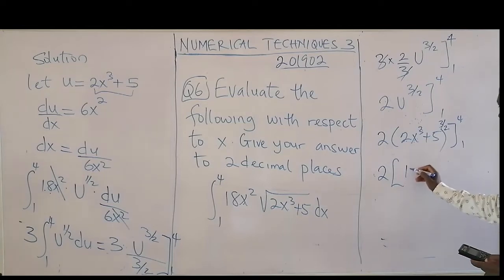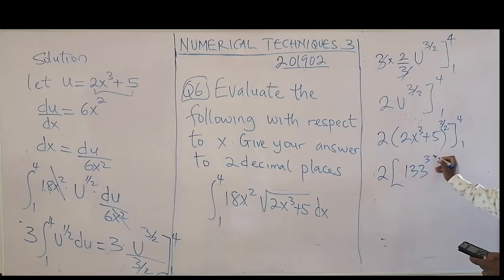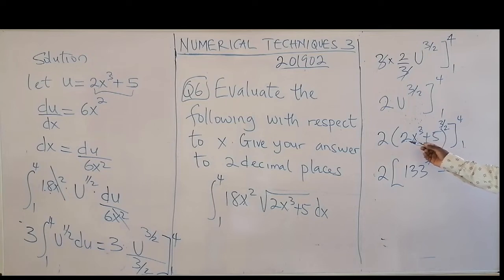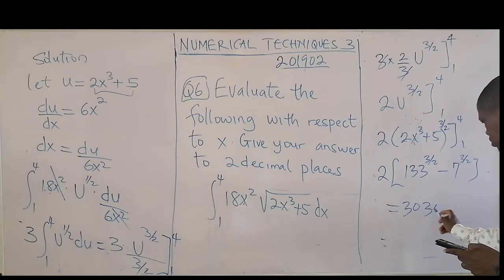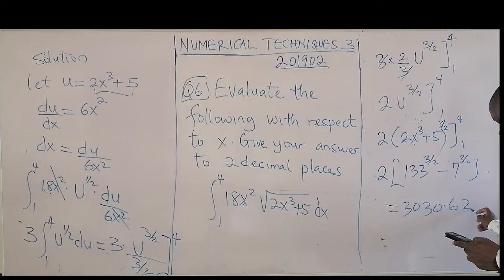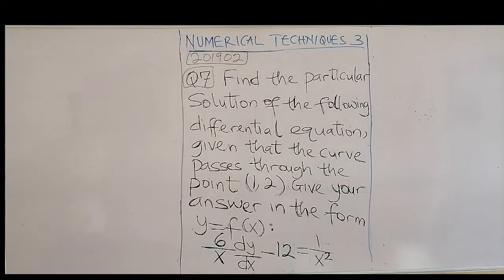That's 133. 133 to power what? 3 over 2. Minus the lower boundary. X is 1. Put it there. 2 times 1, plus 5. 2 times 1 to power 3 plus 5, that's 7, 3 by 2. And then get the final answer. 30.62. That's the value.